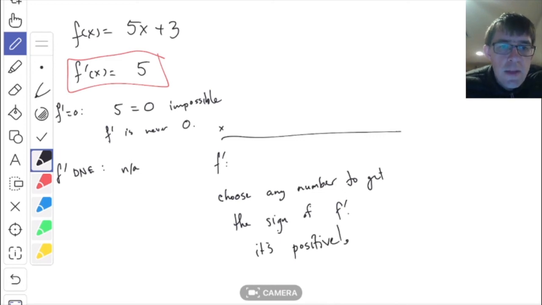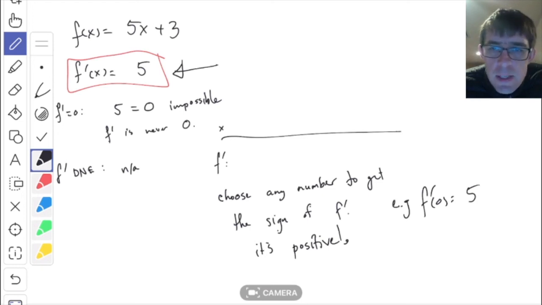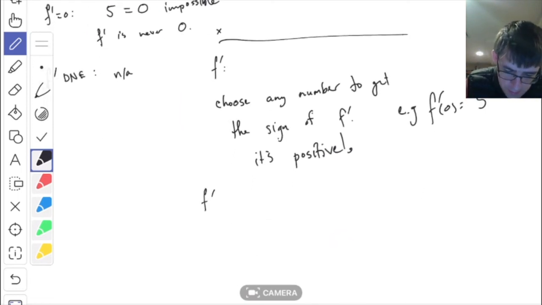All right. If you like, you could have plugged in any number. In particular, I could say, for example, f prime of 0. What is it? It's 5, because f prime of x equals 5. That means no matter what number you plug in, you're always going to get 5 as the derivative. Anyway, it's positive. And so the derivative is always positive. In terms of intervals, I would say f prime is positive always. So f is increasing always.